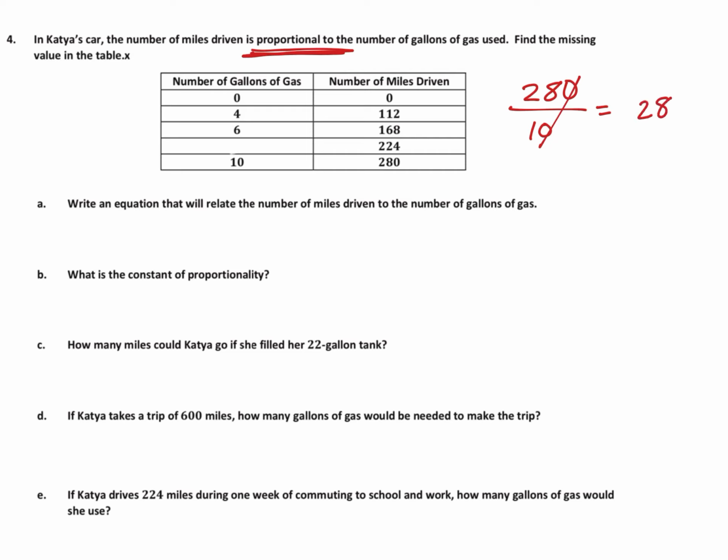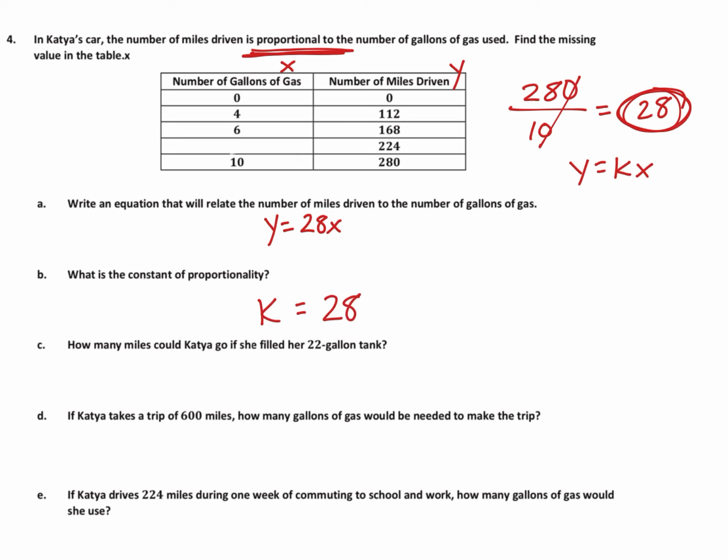What is the constant of proportionality? K equals 28. How many miles could Katya go if she filled, I'm assuming it's supposed to say her car, filled her 22-gallon tank.